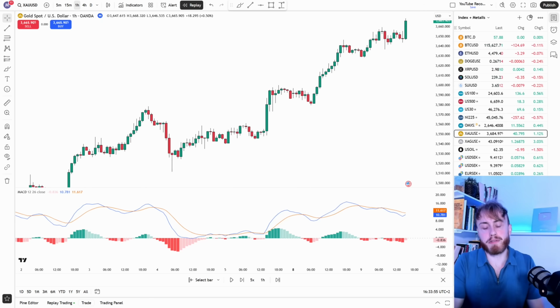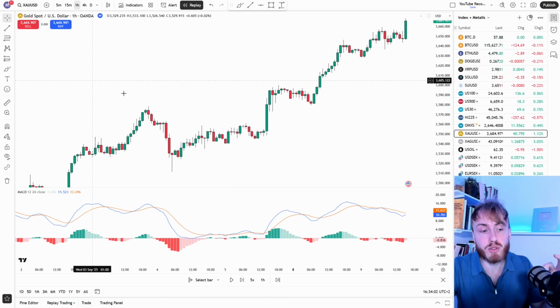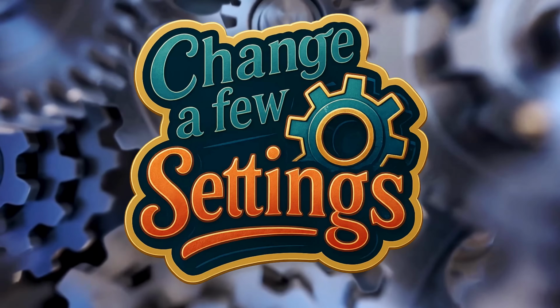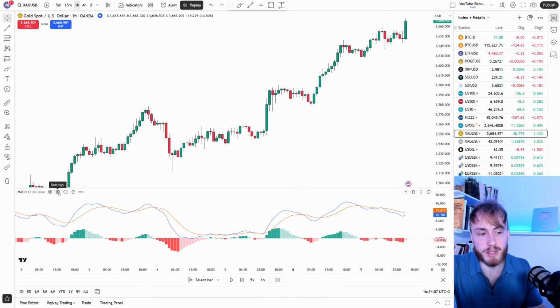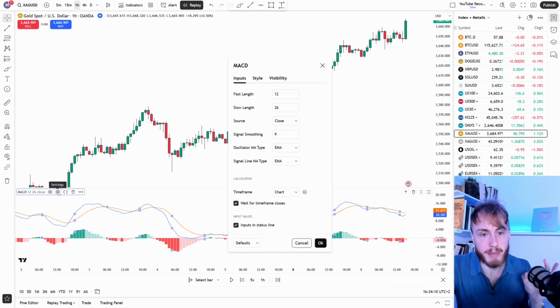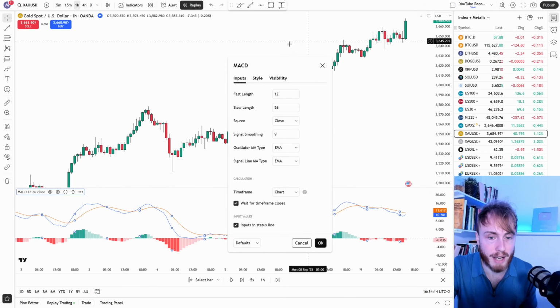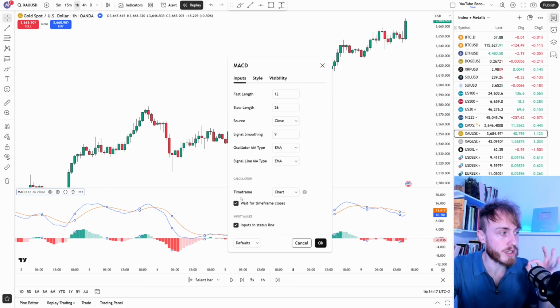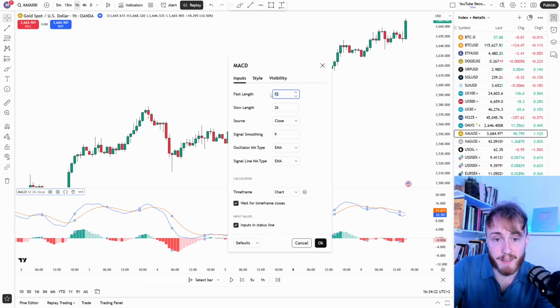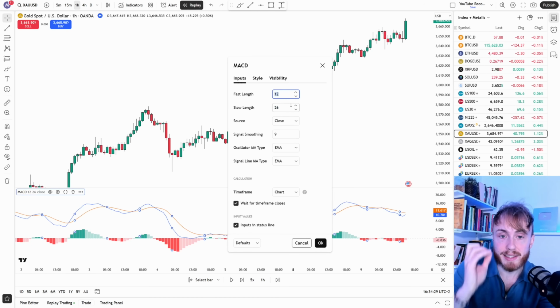But right, so now before we take a look at how we can actually use the MACD to trade and hopefully make money, I do actually want to change a few settings. And to do this, I want to go down here to the settings tab for the MACD. And here, make sure to really pay attention because we do have quite a few settings to change. The first setting is what is known as a fast length, and the second setting is what is known as a slow length. And these two together create the MACD line.